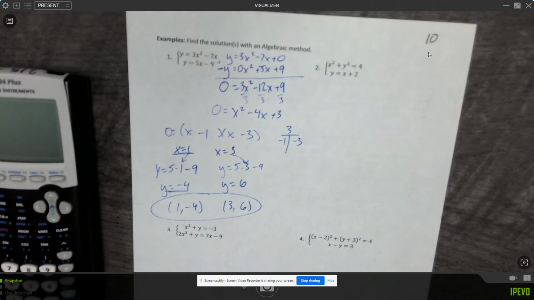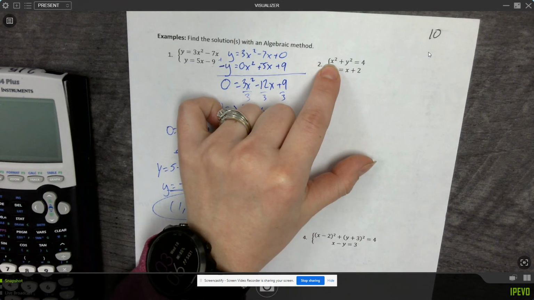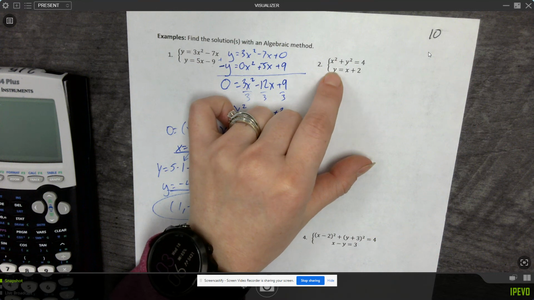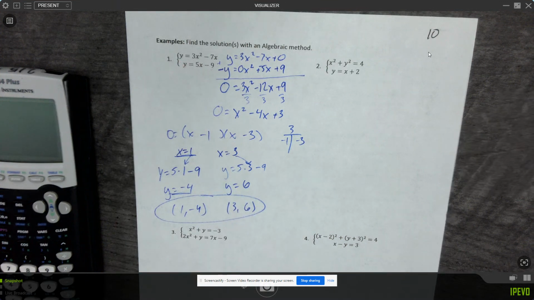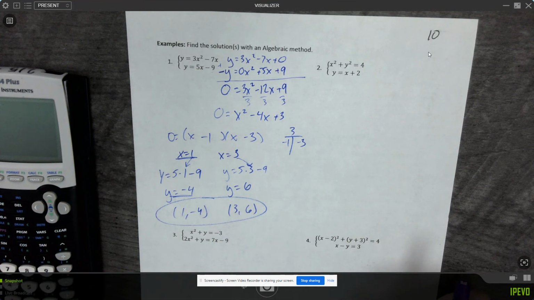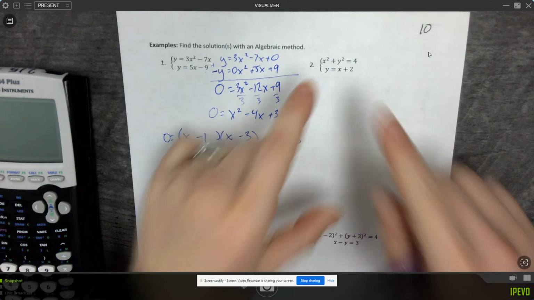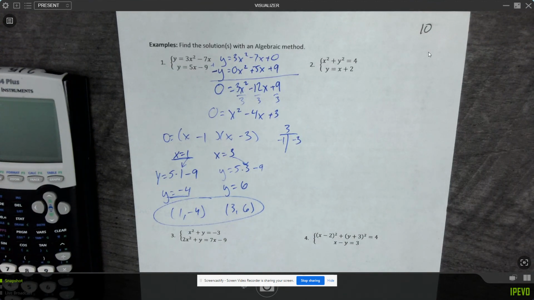Okay, problem number 2. We cannot do elimination in this problem because this one has an x squared, but this one has an x, and this one has a y and a y squared. So I could do elimination here because I had y and y. If I had x and x or y and y, I can do elimination. But if both equations have both variables with one with an x squared and one without, and one with a y squared and one without, like this, here and here, you can't do elimination. It's not possible. So you have to do substitution.